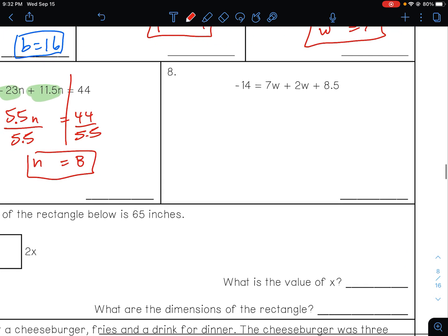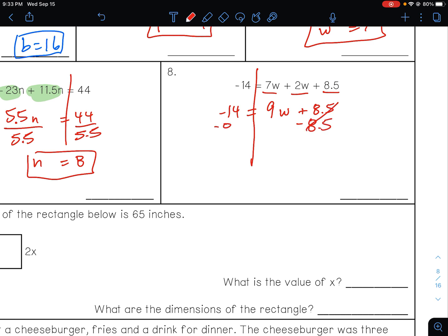Number 8. Wall down the equal sign. So combine my like terms. I have 7w and 2w, both positive, so that's 9w. And then 8.5 is just by itself, so plus 8.5. Bring down the equal sign, bring down the negative 14. All right. Isolate the 9w, so get rid of the 8.5 by subtracting it. So 14 minus 8.5 is 5.5.